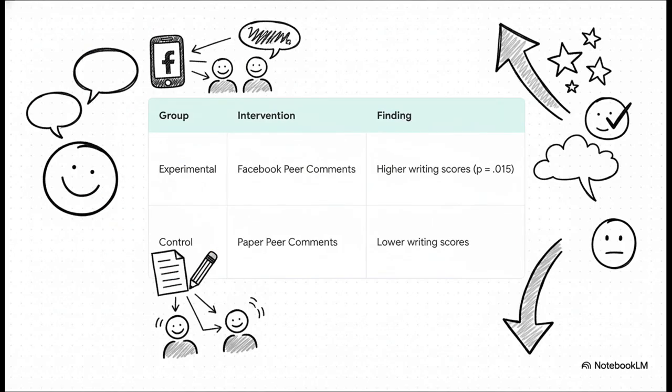And here is a perfect example from a study back in 2020. Researchers took two existing EFL classes. They had one class give each other feedback on their writing using Facebook. The other class did it the old-fashioned way, with pen and paper. And what they found? The Facebook group's writing scores improved a lot more. Because they used existing classes, this is a classic quasi-experiment.